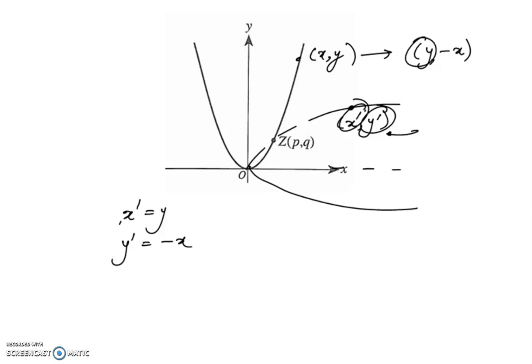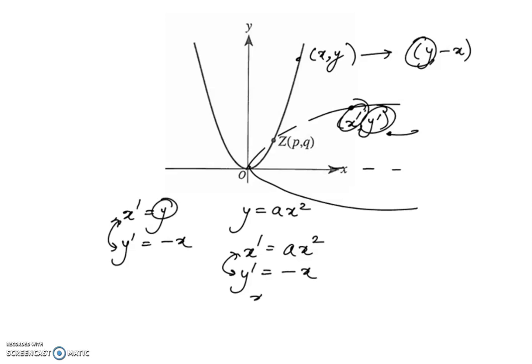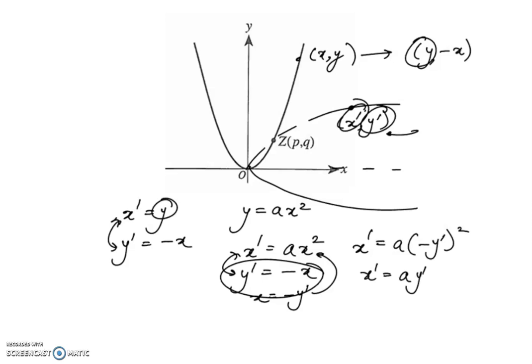And I need to relate x prime and y prime. And I know that y equals ax squared. So if I replace that here, and that becomes this, then y prime is minus x. So I need to connect these two. So I can replace x, which is minus y prime, from this equation up here. So that becomes x prime is a times minus y prime squared, which becomes x prime is a y prime squared. I hope this prime doesn't confuse, but basically it's just a different set of x and y's. And we get the equation of the parabola that's been rotated.